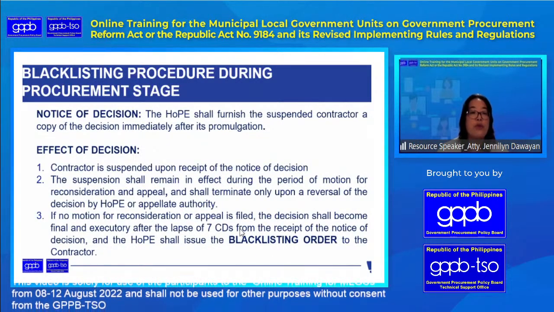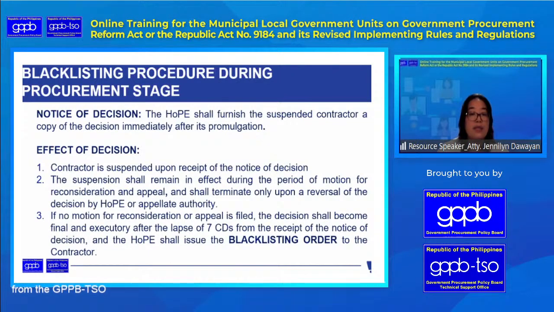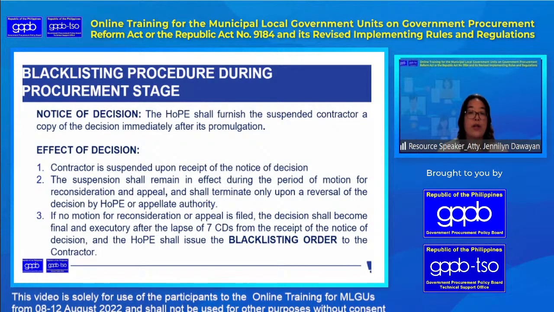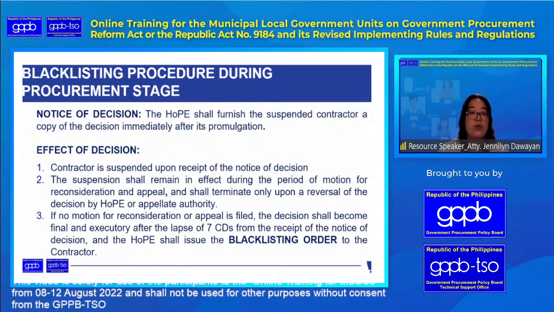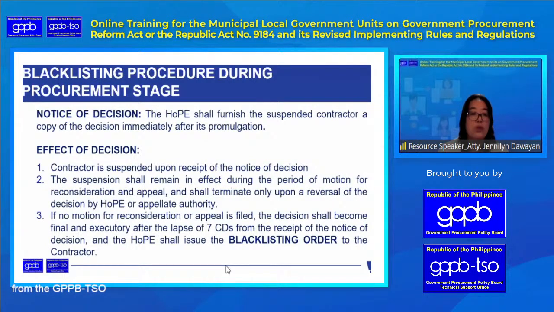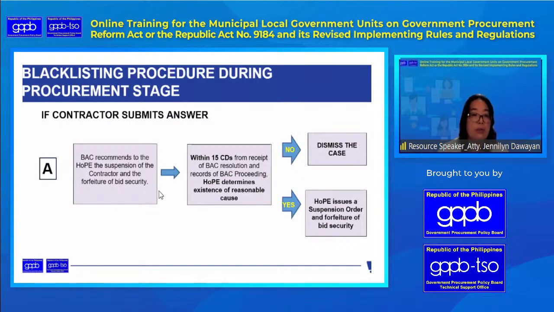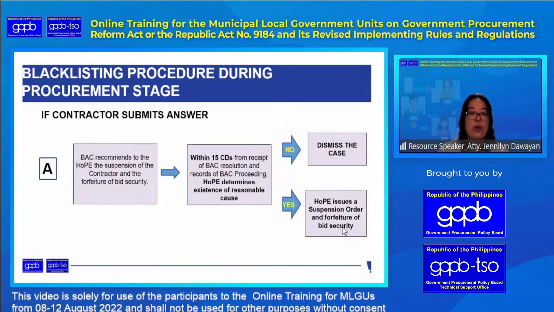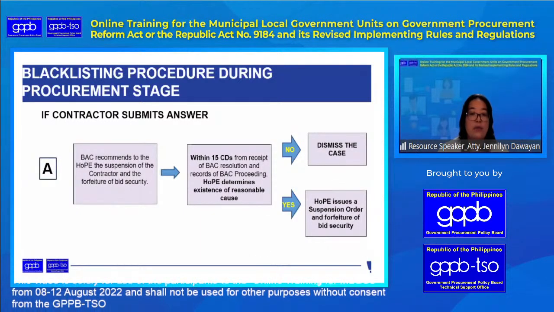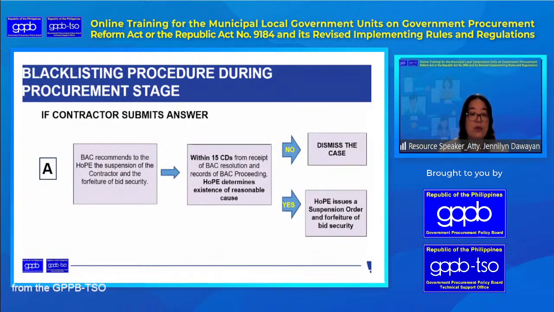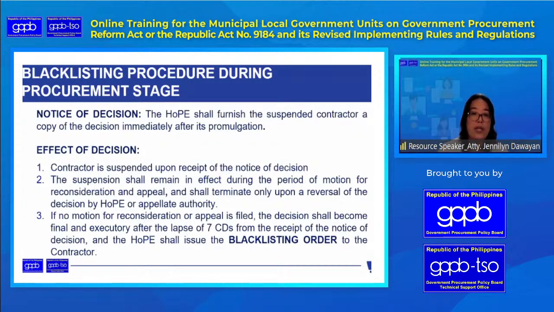If no motion for reconsideration is filed naman, the decision shall become final and executory, and after the lapse of 7 calendar days from the receipt of the notice of decision, mag-i-issue na si HOPE ng blacklisting order to the contractor. So if you notice, yung mga ini-issue dito are mere suspensions, di ba? The BAC recommends for the HOPE to issue suspension. So mag-i-issue si HOPE ng suspension order if there is a reasonableness of the cause of action as against the contractor. So wala pa yung blacklisting order dyan, suspension pala.